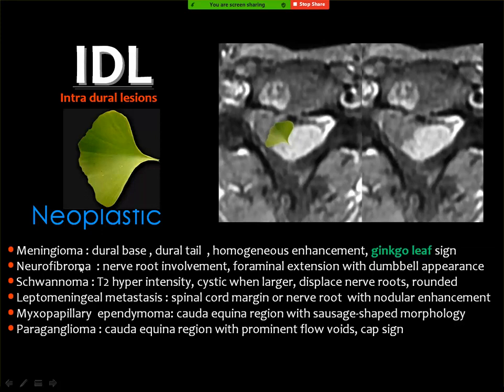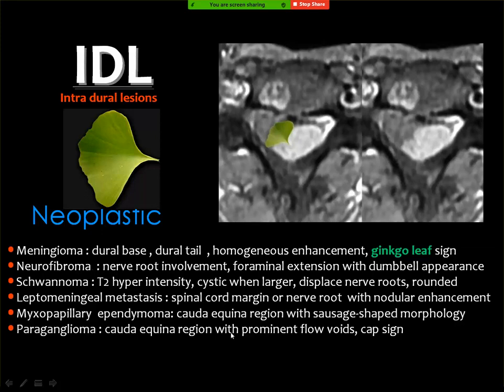Of the intradural lesions, the main lesions are the meningioma and the neurofibroma. Also, schwannoma is considered if you see cystic changes within the lesion. To differentiate between meningioma and neurofibroma, any meningioma has a homogeneous enhancement and a dural tail. It does not extend through the foramen. But the neurofibroma can be heterogeneously enhanced and it does not have a dural tail and may extend through the foramen.